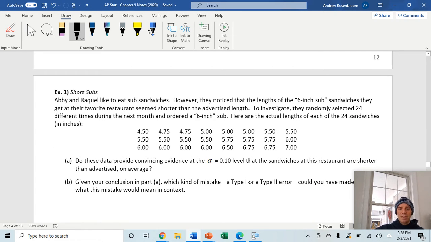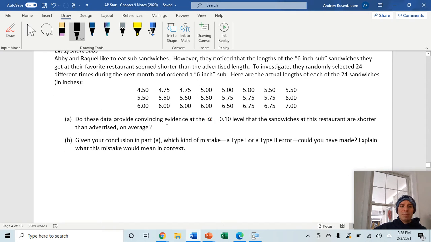However, they notice that the lengths of the 6-inch sub they get at their favorite restaurant seems shorter than the advertised length. To investigate, they randomly select 24 different times during the next month and order a 6-inch sub. Do the data provide convincing evidence at the 0.10 level that the sandwiches at this restaurant are shorter than advertised on average? So that's the key thing where you're going to be getting your hypotheses from.